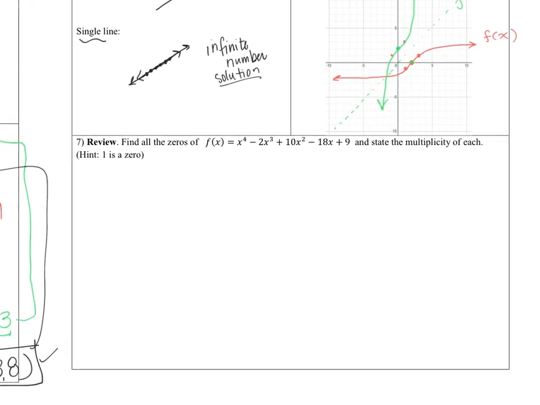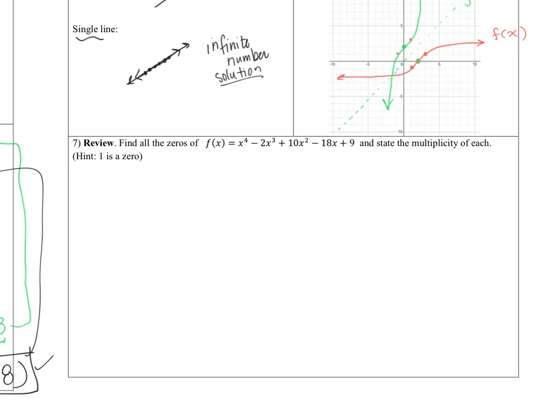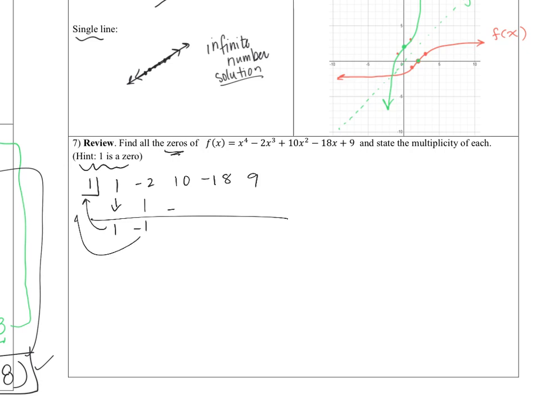All right, for number 7, it wants us to find all the zeros of that polynomial function. So remember, if you want to find the zeros, you could try and factor, but this won't factor like our regular ways. And so there's a little hint that 1 is a zero. So we can use synthetic division to help us out. So I'm going to write the coefficients of my polynomial and do synthetic division. So we're going to get 1, that multiplies, we get negative 1, that multiplies, we get 9, it's going to be negative 9, which makes negative 9, and we get 0.